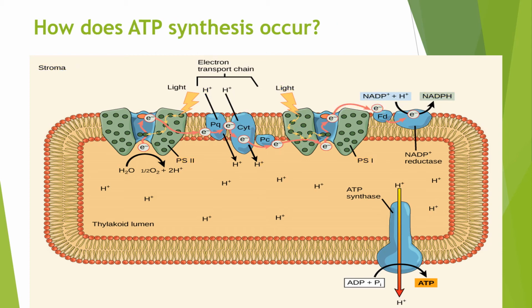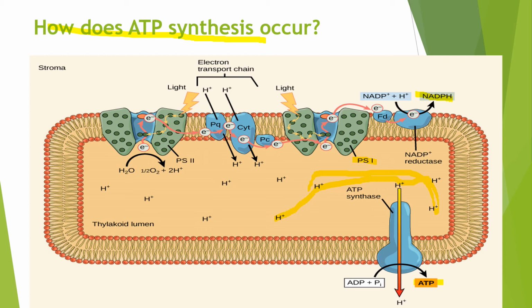The products of light-dependent reactions are NADPH, which is produced by photosystem 1, and ATP, which is produced by ATP synthesis. Now, how does ATP synthesis occur? ATP synthesis occurs when there's a high concentration of hydrogen ions in the thylakoid lumen. And when there's a high concentration of hydrogen ions, passive transport or passive diffusion occurs, meaning it's the movement of molecules from high concentration to low concentration.